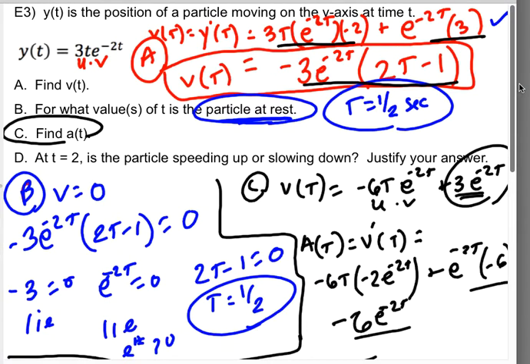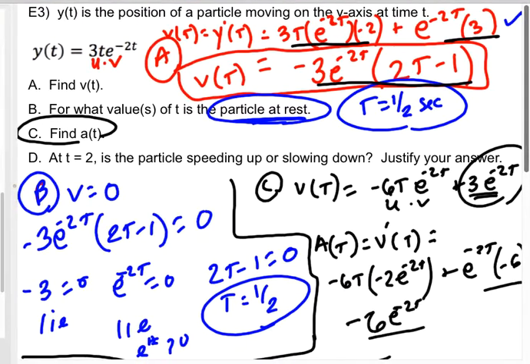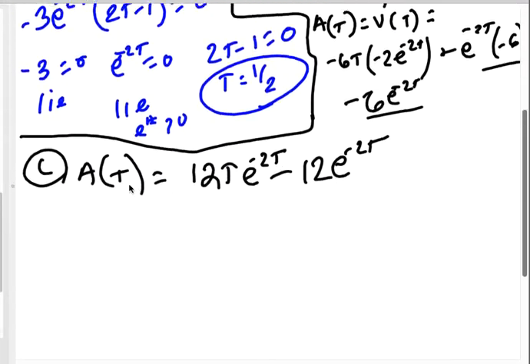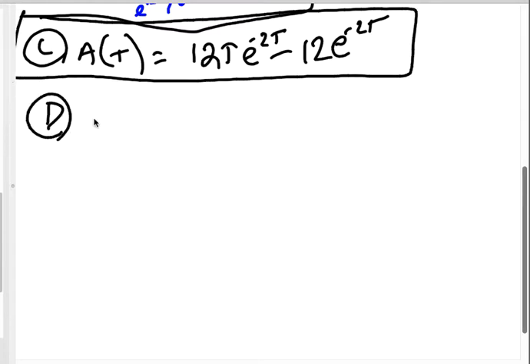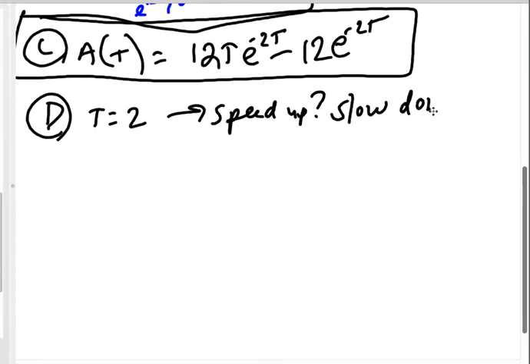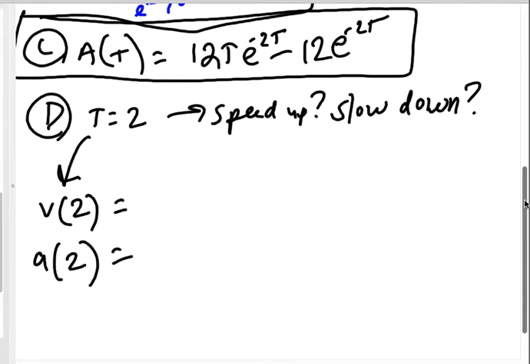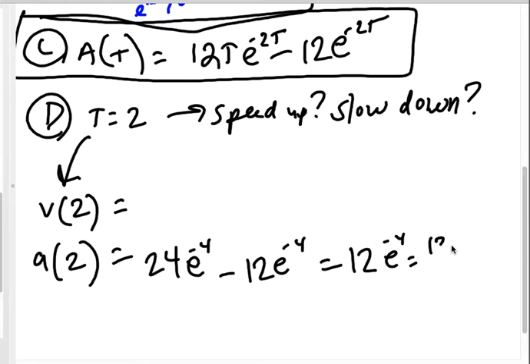And then lastly, I was not asked to find a window when something's speeding up or slowing down. I'm just asked at a specific moment is stuff speeding up or slowing down. So this is my C. This is C, okay? For D, I'm asked at t equals 2, is this thing speeding up or slowing down? So in order to find this out, I'm not looking for an interval. I'm specifically looking at t of 2. So what I need to do is I need to find v of 2. I need to find a of 2, and I need to look at their signs. So I can find a of 2 right here. That's going to be a 24 e to the negative 4th minus 12 e to the negative 4th, which is going to be a 12 e to the negative 4th, or 12 over e to the 4th.